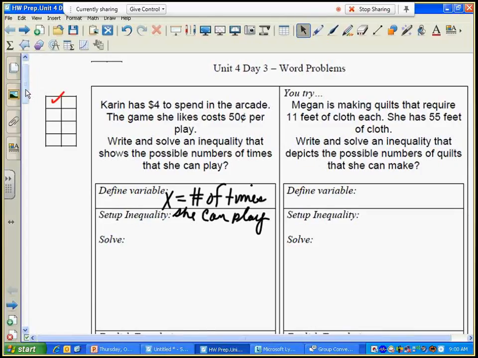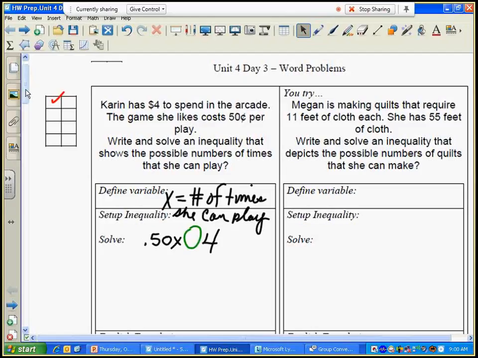Okay, then they want you to set up and eventually solve an inequality. Well, she has $4 total to spend. Okay, so I'll write down my 4. And then it says it costs her 50 cents per play. Well, if X is the number of times she can play, then it should be 50 cents for each one of those times, or 0.50 times X. Then the question becomes, what is the inequality that should go between those? Should the 0.50x be greater than or less than the 4? Should it be greater than or equal to, less than or equal to?